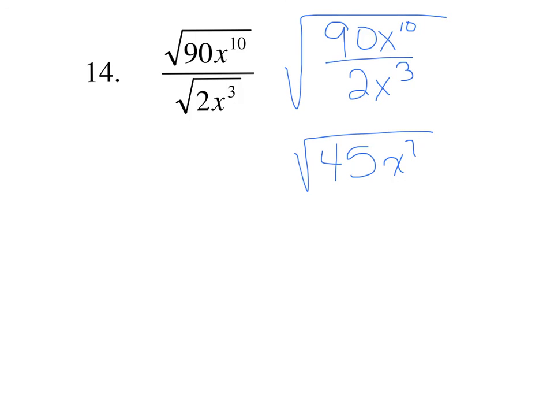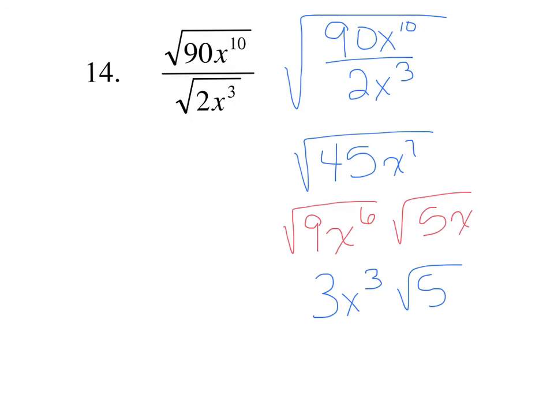And then we can simplify that. 45 is 9 times 5. X to the 7 we can break up to be x to the 6 and 1 extra. So the square root of these perfects is 3x cubed, square root of 5x.